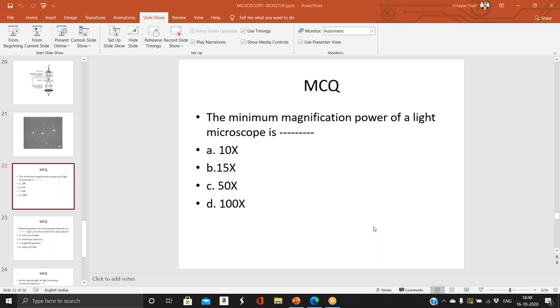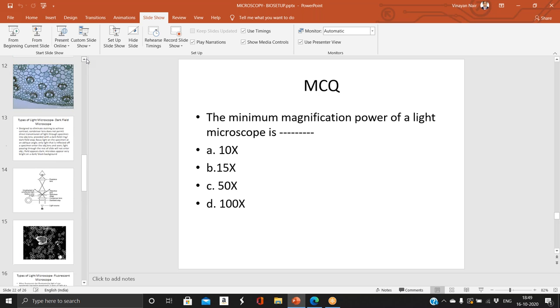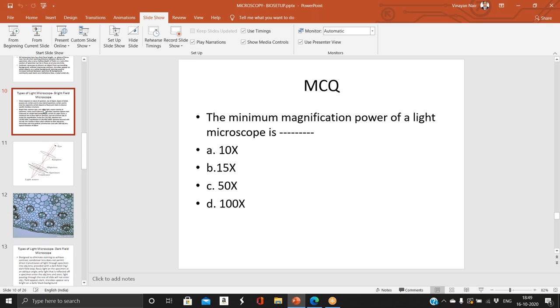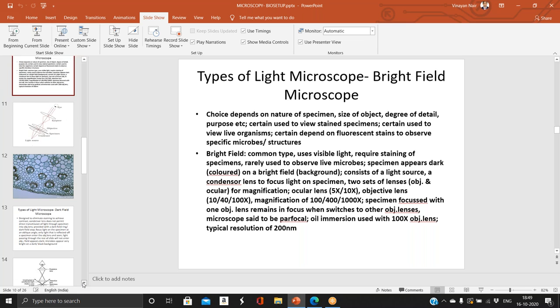Why? Okay, the magnification power of a light microscope is what? It is the product of the magnifying power of the eyepiece lens and objective lens. In a bright field microscope, you have the ocular lens or eyepiece lens, 5x and 10x. Objective lens, you have three types, 10x, 40x or 100x. I asked you the minimum magnification power, which means the minimum magnification of the eyepiece lens is 5x into the minimum magnification of the objective lens, 10x. You will get 5 into 10. Answer is 50x. Is there anyone who is not clear with this answer?